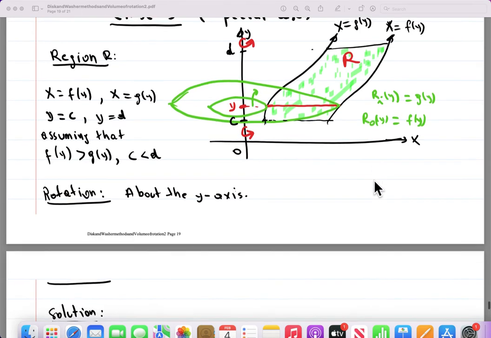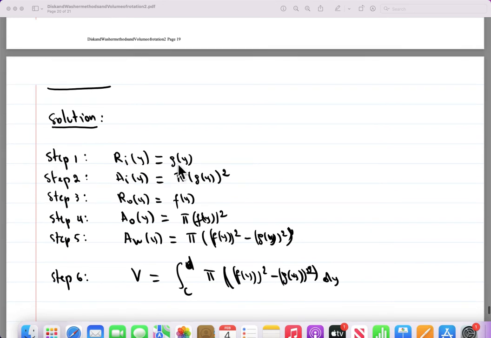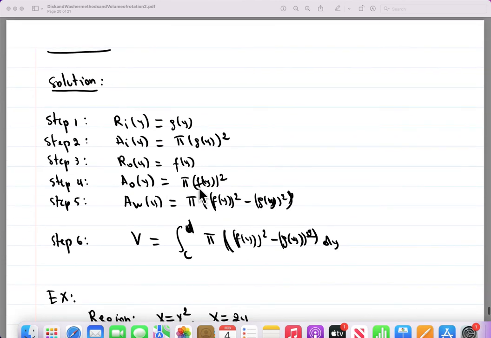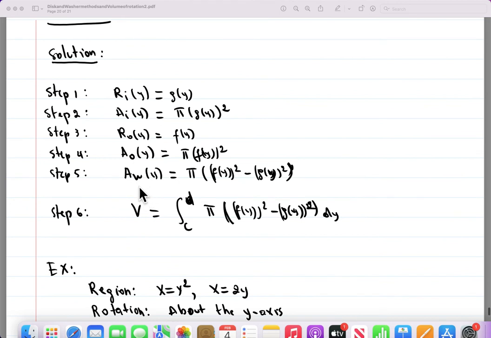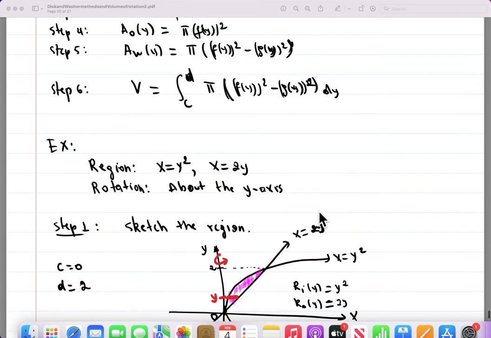Now that we have these two, we go to step 1 and write them down. The inner radius is g of y, so the inner area is pi times g of y squared. The outer radius is f of y, so the outer area is pi times quantity f of y squared. The area of the washer is the outer area minus the inner area. You take the difference, factor out pi, and you get the integral from c to d of pi times quantity f of y squared minus g of y squared dy. Okay, so that's the concept.